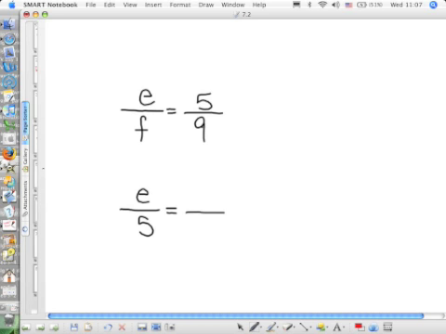In this one, if my original proportion is E over F equals 5 over 9, then F over 9, because we still want to get 5F and 9E. When we cross multiply, we still get 5F and 9E.